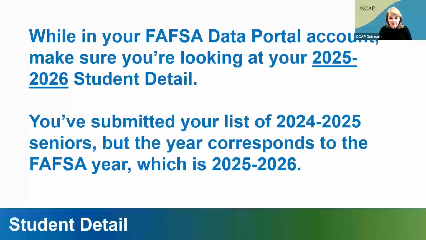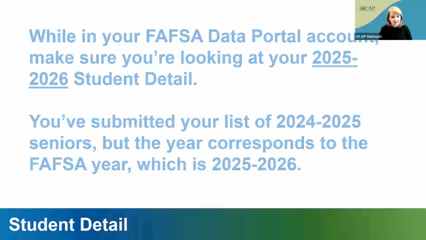Now, we've had several questions this week, and I want to cover a few of those. If you've already submitted all your documentation and you're looking at your FAFSA results, make sure when you go in that you're looking at the 25-26 student detail. I know it's confusing because it's your 24-25 seniors, but it's tied to the FAFSA year. So the FAFSA year will be 25-26. I'll show you in this next slide what it looks like.